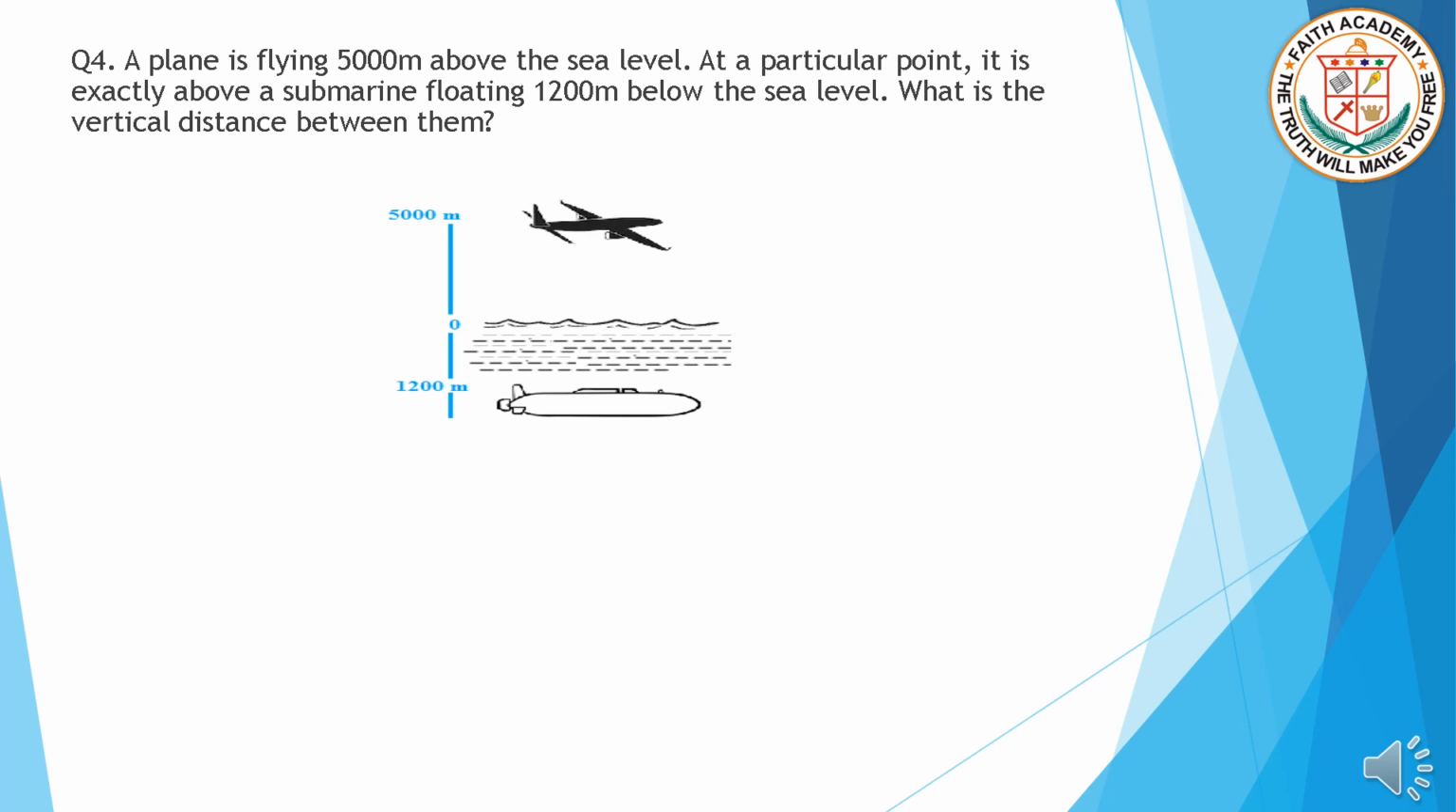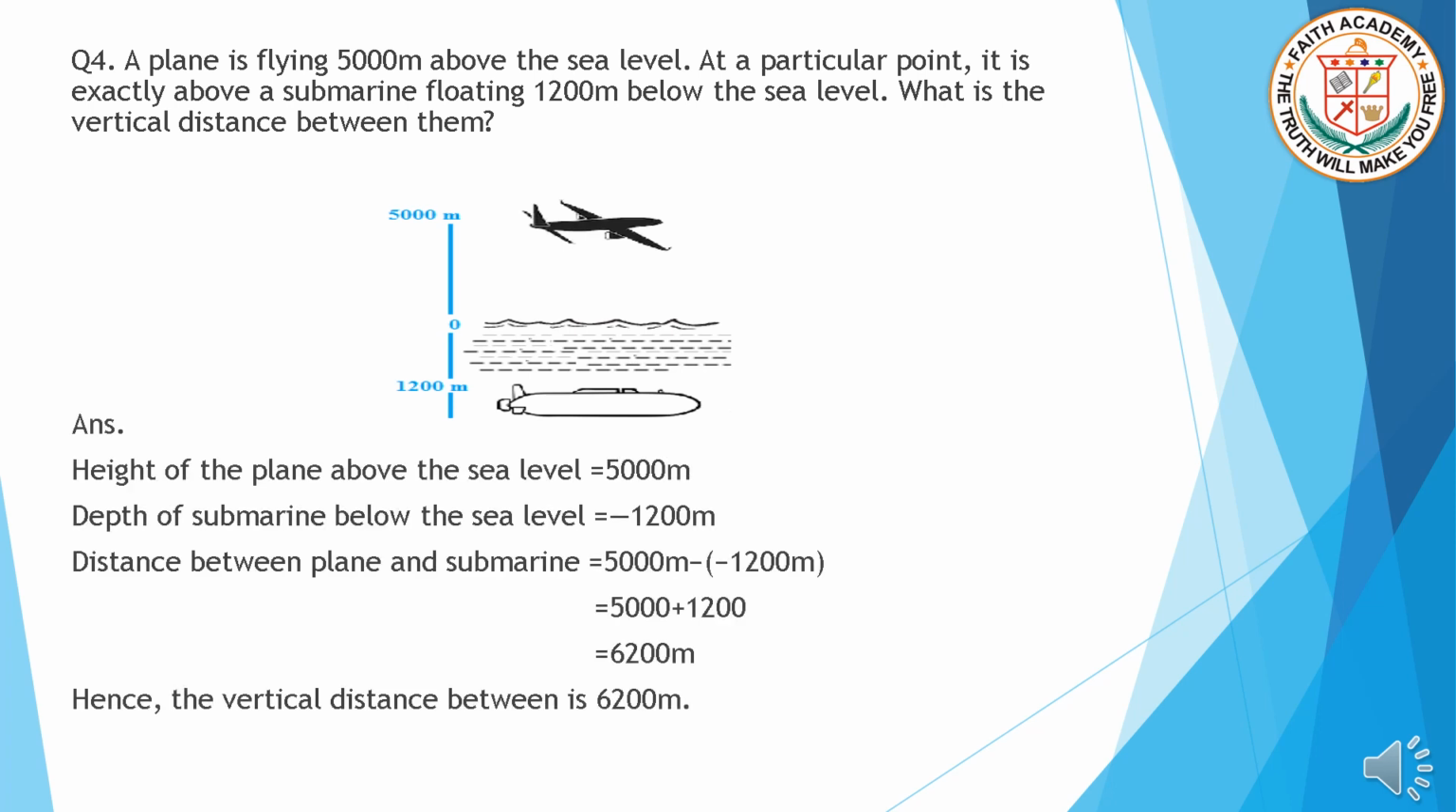Now whenever we have to find the distance from point A to point B, we always subtract. So here also we'll subtract both the distances. First thing that we have to remember is that above sea level means positive and below sea level means negative. So the first step is: height of the plane above the sea level is positive 5,000 meter. Depth of the submarine below the sea level is negative 1200 meter.